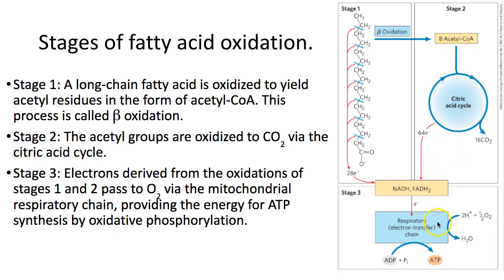But also what creates some more water and ATP is that acetyl coenzyme A. It goes through the citric acid cycle, producing carbon dioxide and more electrons that go into these cofactors that transfer electrons into the respiratory system and produce more water and more ATP. And so these are all the aspects of how ATP is generated from the initial breakdown of the fatty acids.